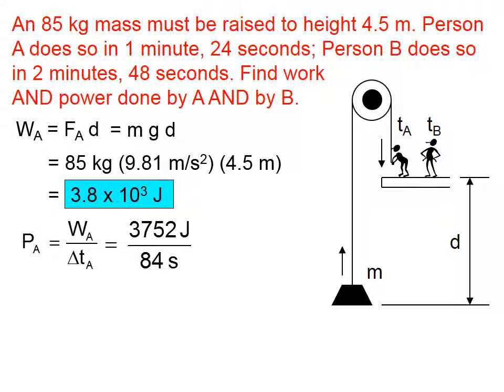We also want to be careful here to make sure that we properly convert 1 minute 24 seconds into seconds. 1 minute 24 seconds is not 124 seconds. It's 84 seconds because there are 60 seconds in 1 minute. So be careful there. Again, rounded to two significant figures and using the correct unit for power, 45 watts.